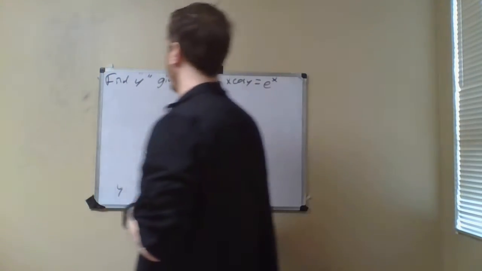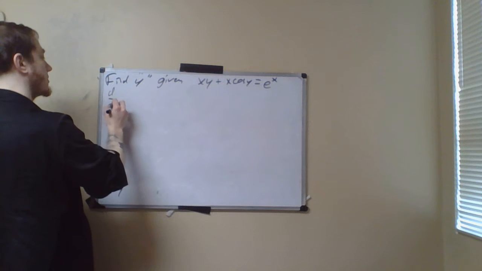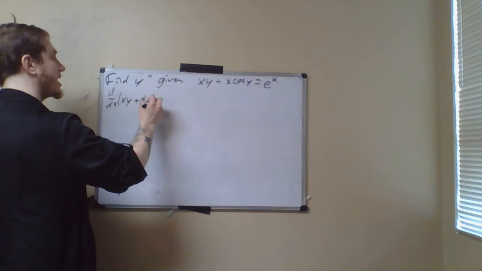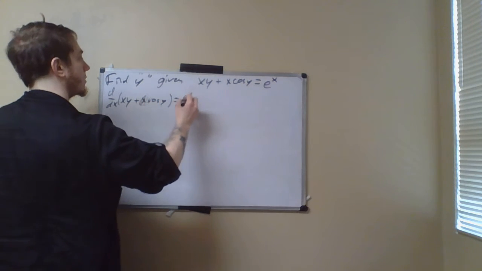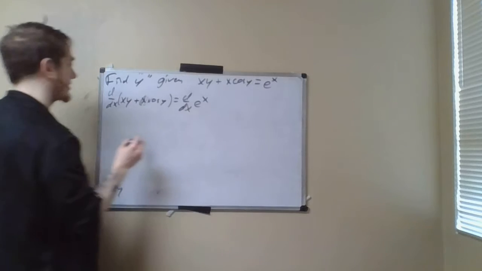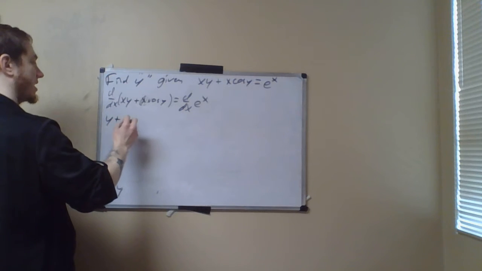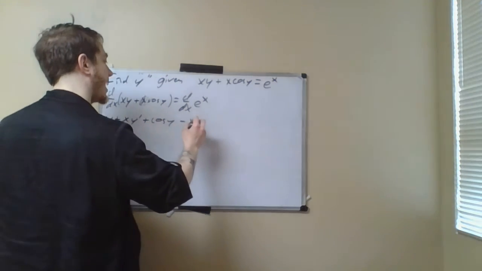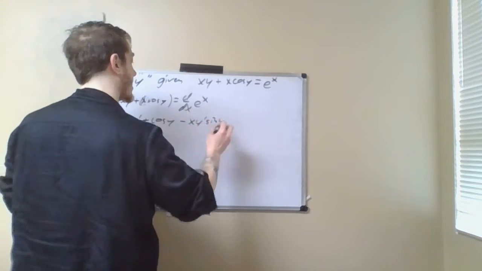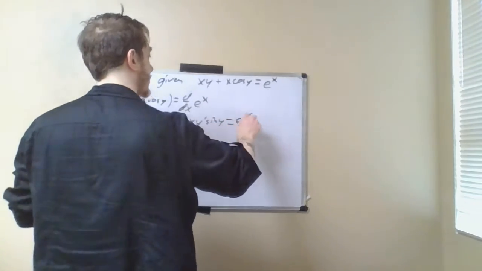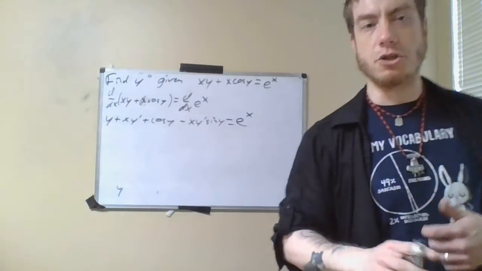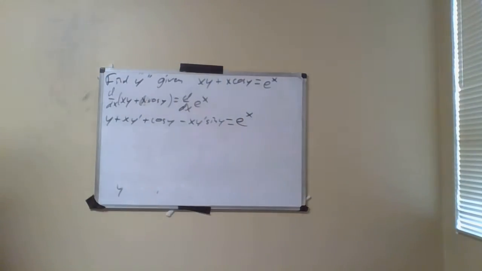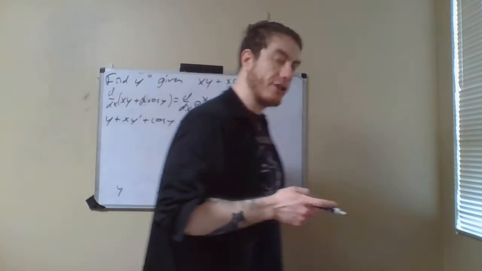Well, first we find the first derivative here. So we're going to take the derivative of the left-hand side, xy plus x cos y, equals the derivative with respect to x of e to the x. This is going to give me y plus x y prime plus cosine y minus x y prime sine y is equal to e to the x. So that just comes from, again, applying the derivative operator here and using the chain rule every time we differentiate y.